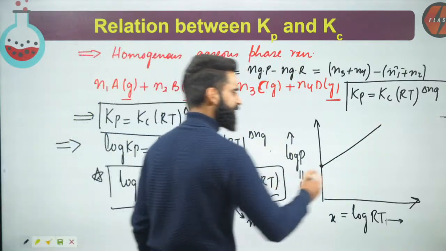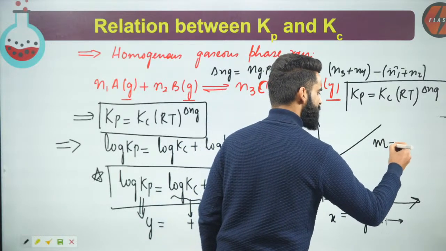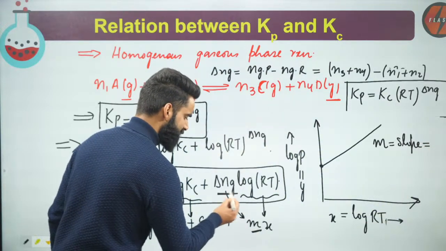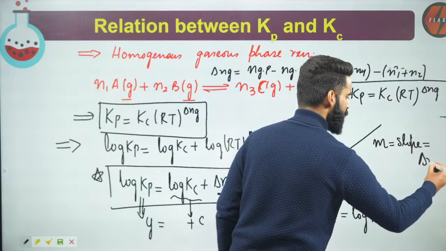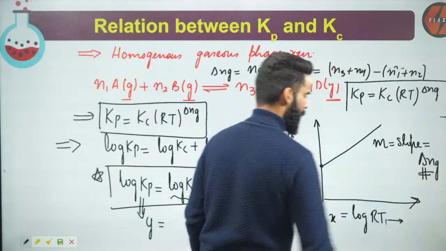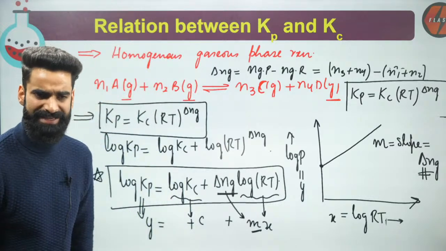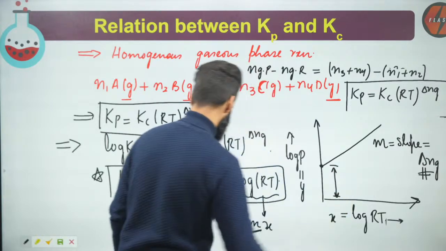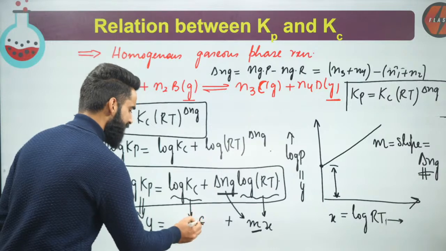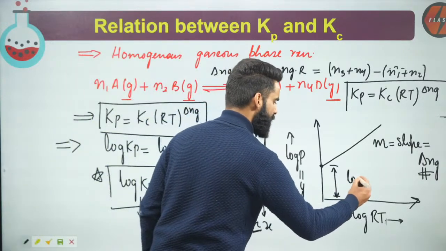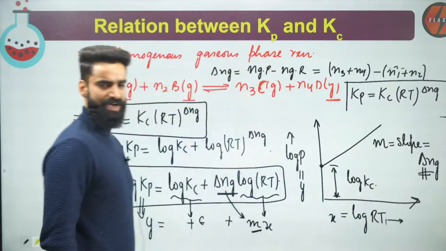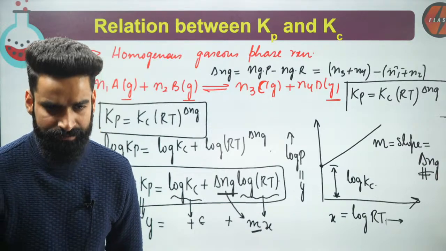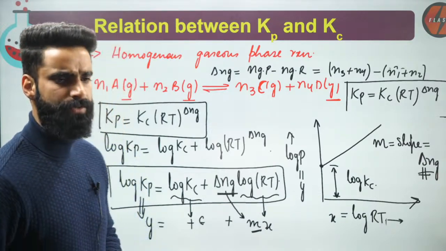And people, if I ask you what will be the slope of this curve, slope is represented by m, and the value of m right here is actually the value of delta Ng. So from this curve guys, you can easily get the delta Ng value whenever you're given this sort of a curve. Very, very simple. And at the same time, if I ask you about this intercept, this intercept means the value of c, and the value of c right here is nothing, it is just log of Kc. I'm sure this is clear to everyone. Let me know in the chat box if it's clear to you.